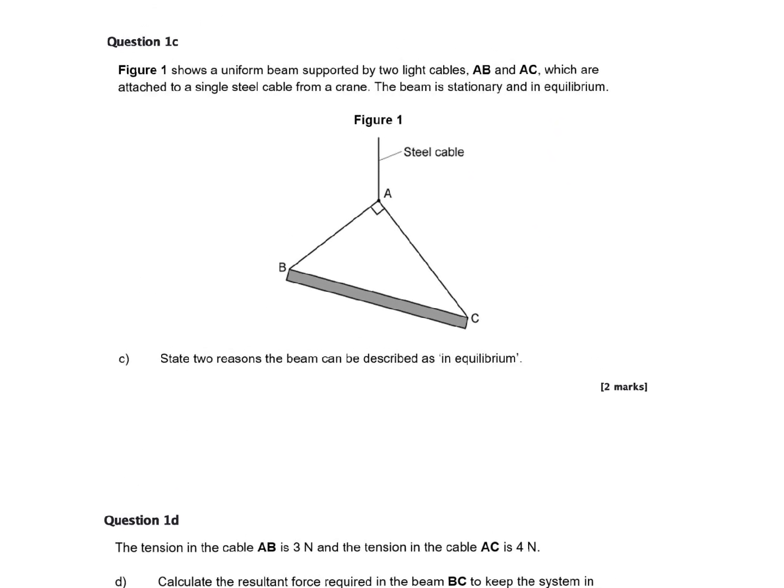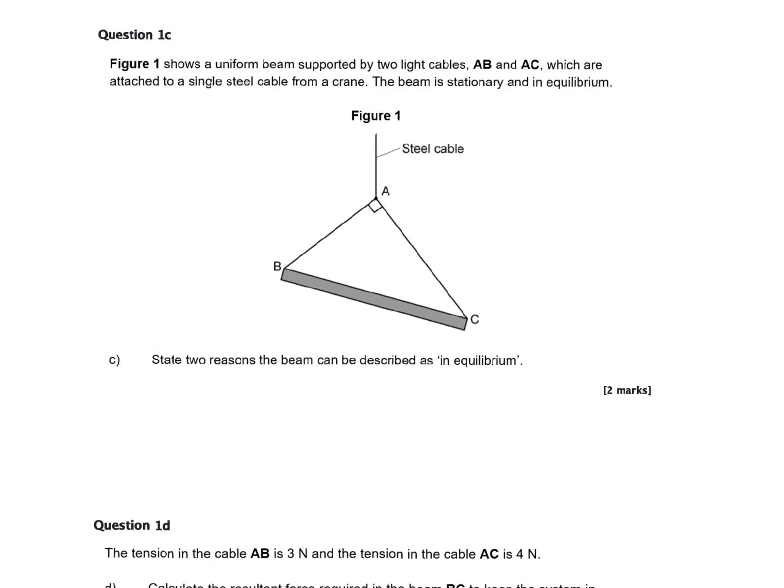Question 1c. Figure 1 shows a uniform beam supported by 2 light cables, AB and AC, which are attached to a single steel cable from a crane. The beam is stationary and in equilibrium. State 2 reasons that the beam can be described as in equilibrium. So that means it's not moving.